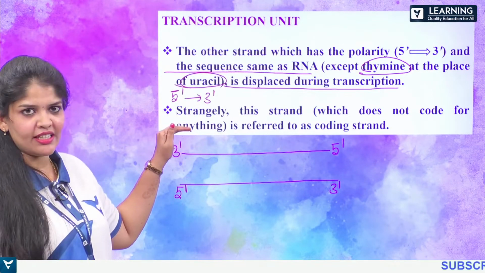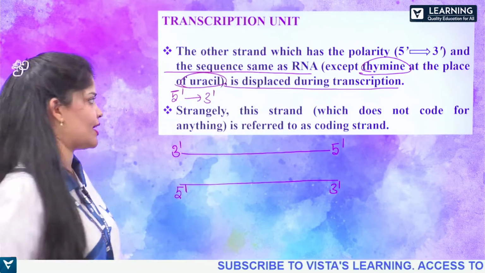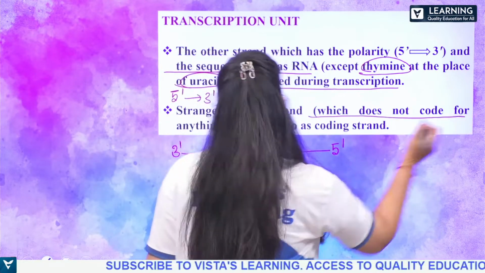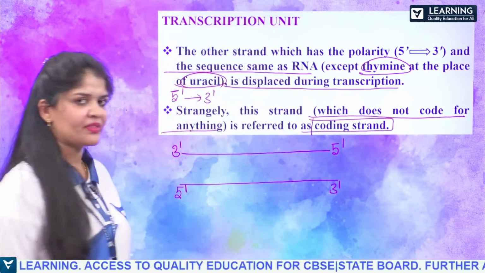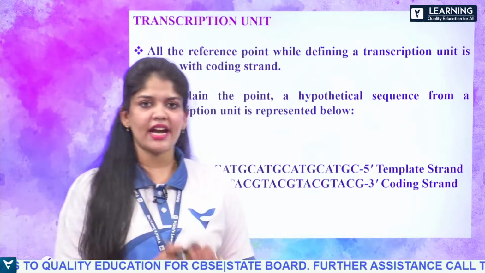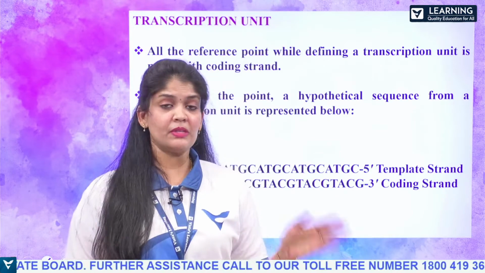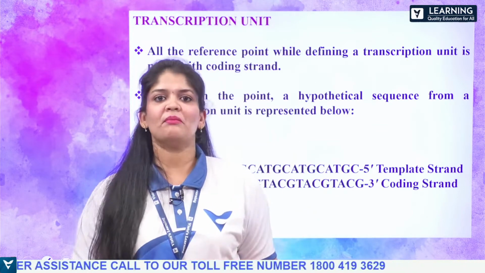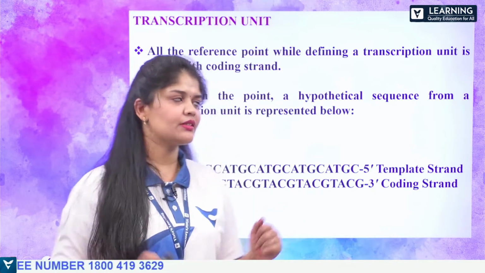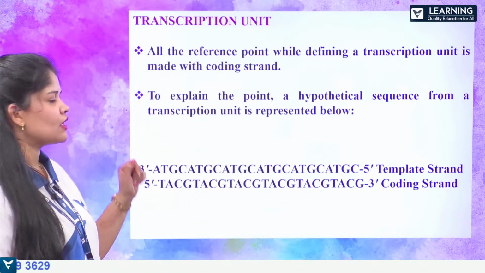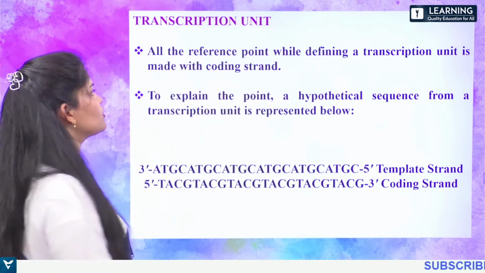Now, strangely, this strand, which is not coding for any mRNA, is called the coding strand, which doesn't code for anything. I'll explain why. We mention that the strand which is not coding anything, we call the coding strand. But the strand which is coding for mRNA, we call the template strand instead of the coding strand. Why is this happening? The reason is that all the reference points are with relation to the coding strand.